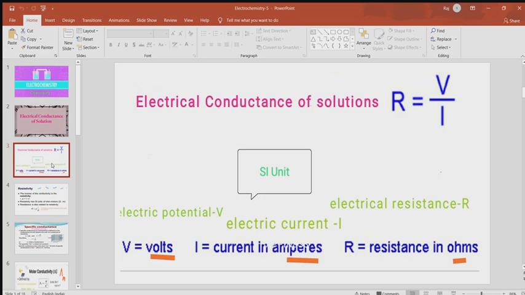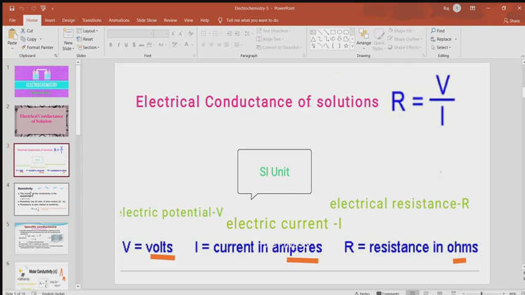What is Ohm's law? The electrical resistance, denoted by R, of a conductor to the passage of electric current is equal to the applied potential difference, denoted by V, divided by the electric current, denoted by I, passing through it. It is called R is equal to V upon I. This is the equation: R means electrical resistance, V is the potential difference and I is the electric current.